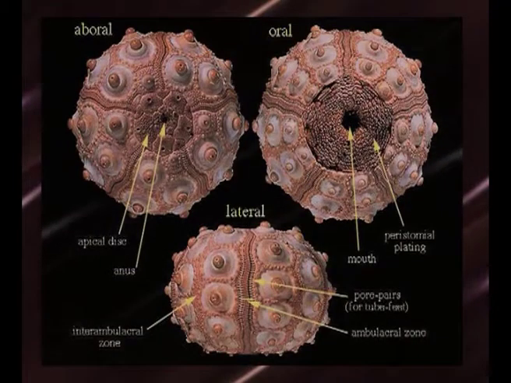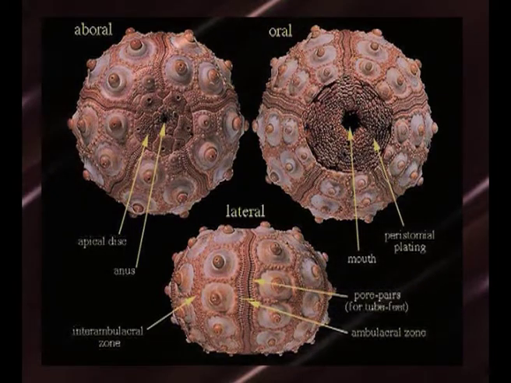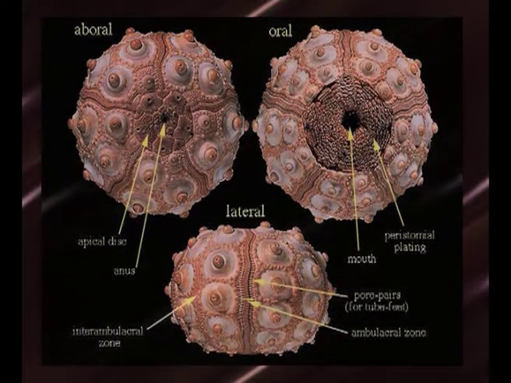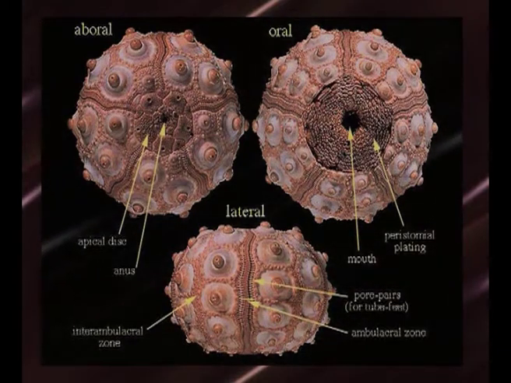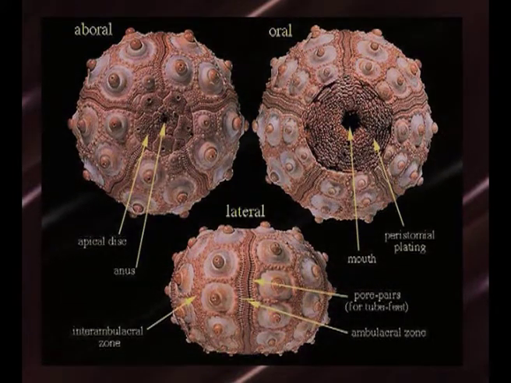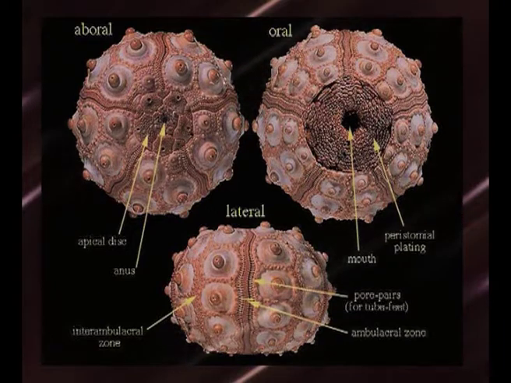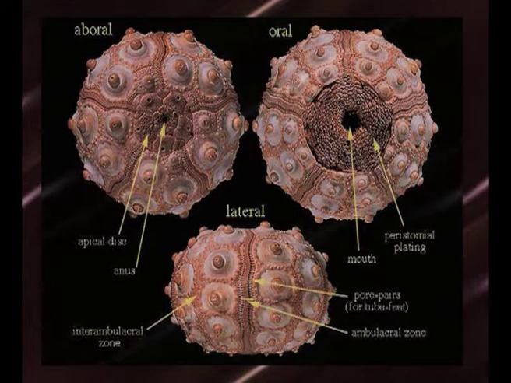In the test, we may distinguish 3 parts: a small patch of plates placed at the summit known as the apical disc or apical system, the main part of the test termed the corona, and the part between the mouth and the lower margin of the corona, which usually bears plates and is known as the peristome.